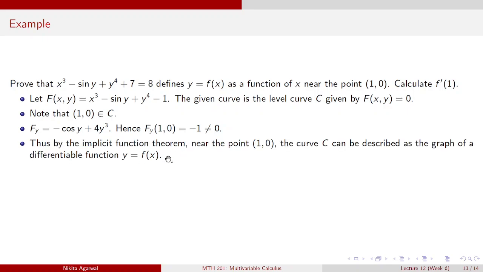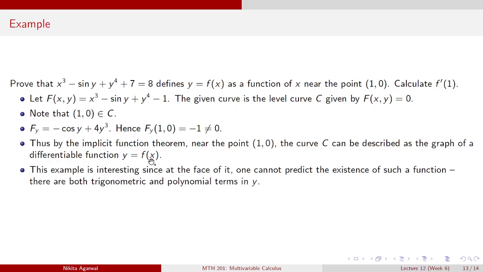Thus, by the implicit function theorem, near the point (1, 0), the curve can be described as the graph of a differentiable function y equal to f(x). And this example is interesting since at the face of it, one cannot predict the existence of such a function, right? You cannot immediately see that you can write y as a function of x. In the previous example, you were able to do that. Even in the circle example, you were able to write y as a function of x, but not here. Here it's not immediate. But the implicit function theorem guarantees that there has to be such a function at this point.